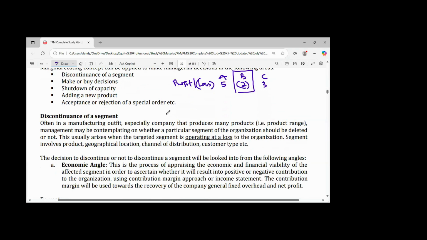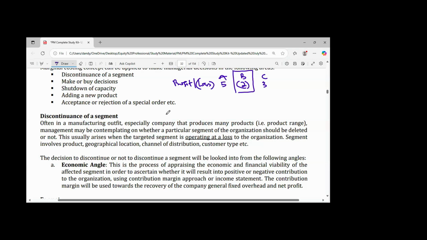Now, when you want to analyze the economic perspective of the decision, the most important thing you need to do is to evaluate the financial and economic viability of the affected segments in order to ascertain whether it will result in a positive or negative contribution to the organization, using the income statement or contribution margin approach.